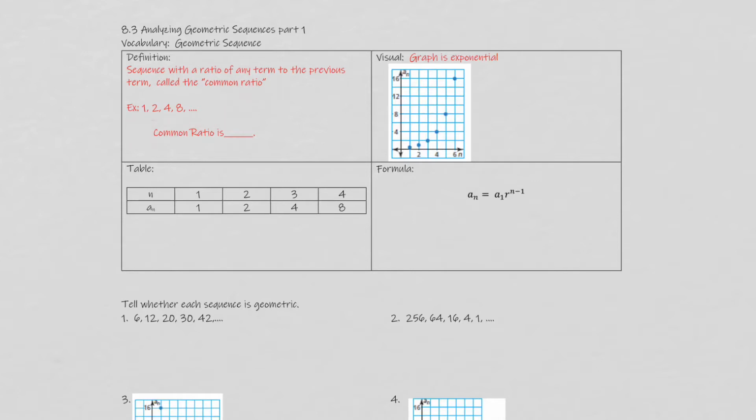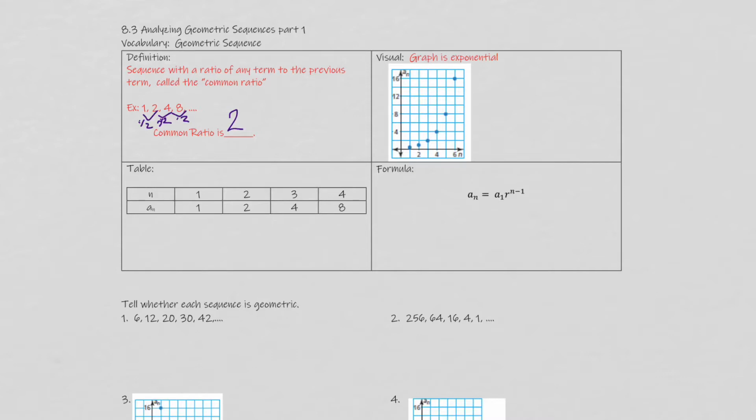So what that means is I am looking for something that is being multiplied by the same number. In my example, 1 to 2, I multiplied by 2. From 2 to 4, I multiplied by 2. Sorry, my multiplication signs don't want to look very good. And 4 to 8, I times by 2. So my common ratio is going to be 2.